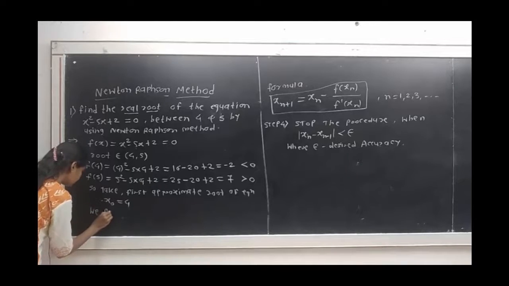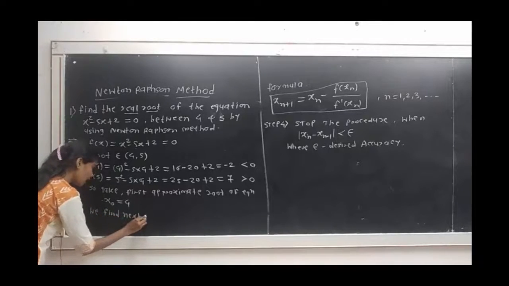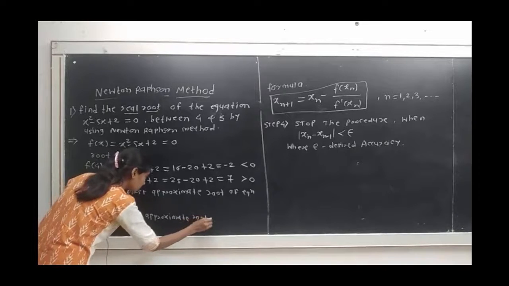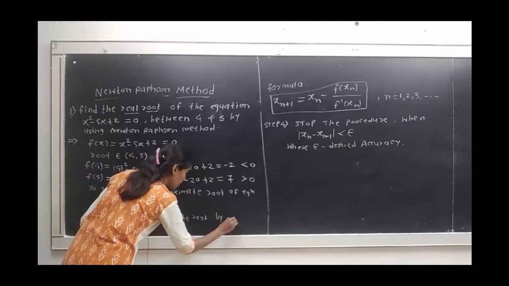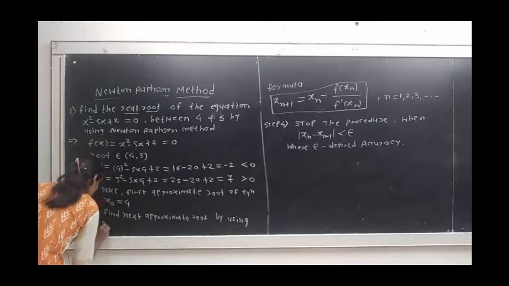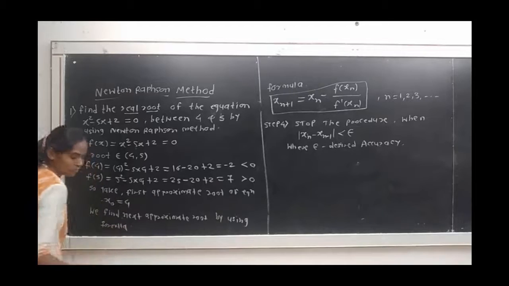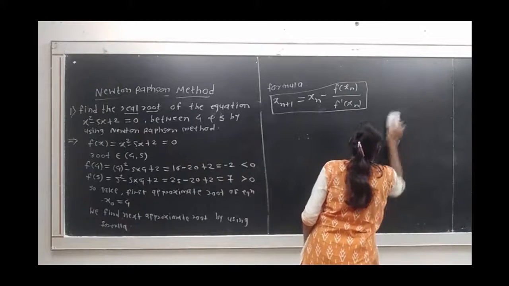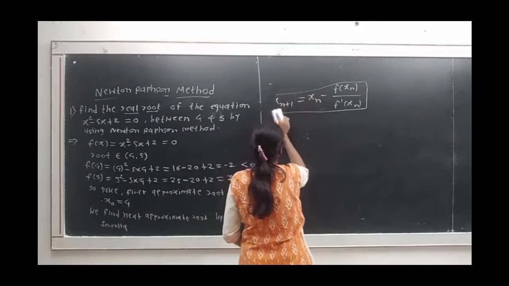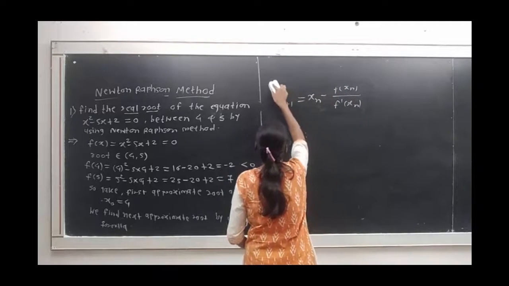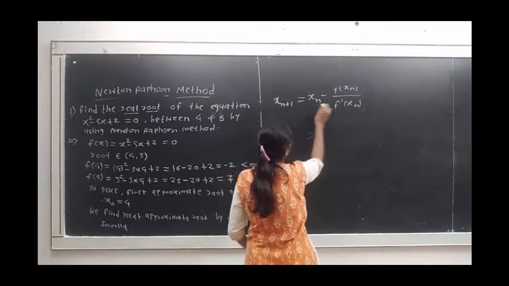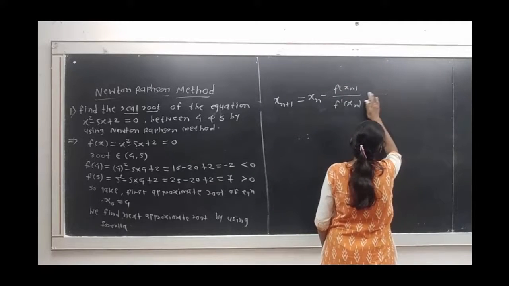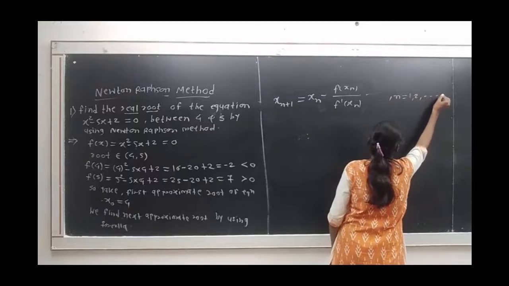we find the next approximate root by using this formula: xn plus 1 is equal to xn minus f of xn divided by f dash of xn, where n is equal to 1 up to and so on.